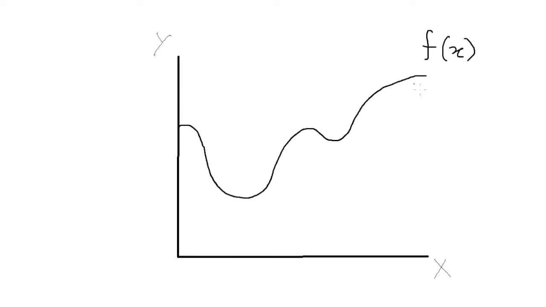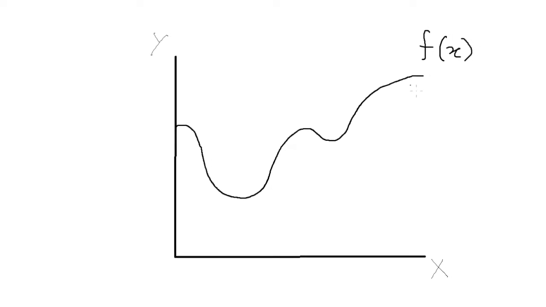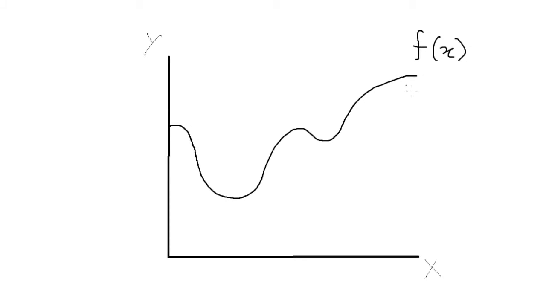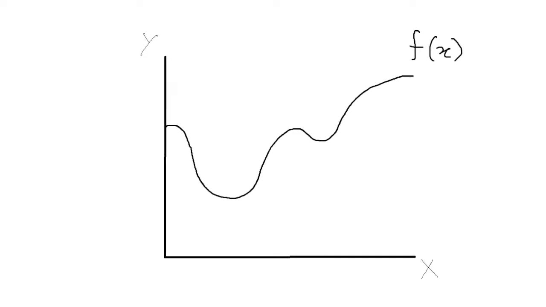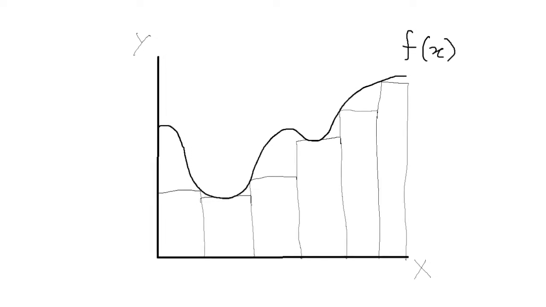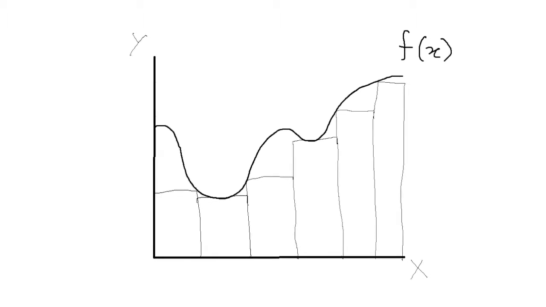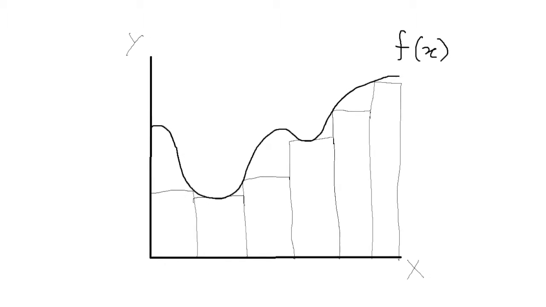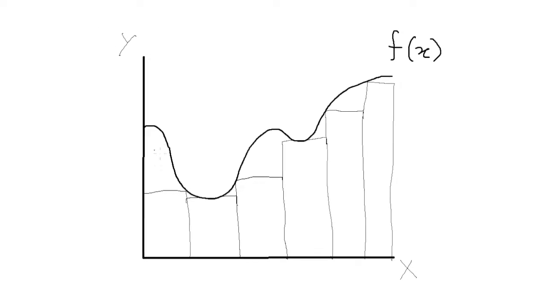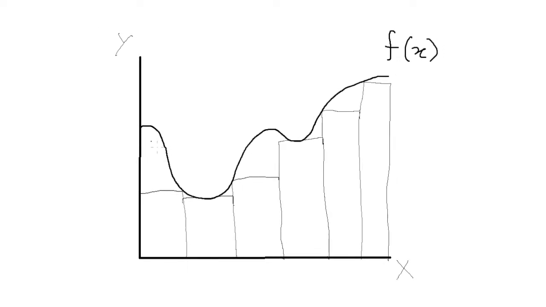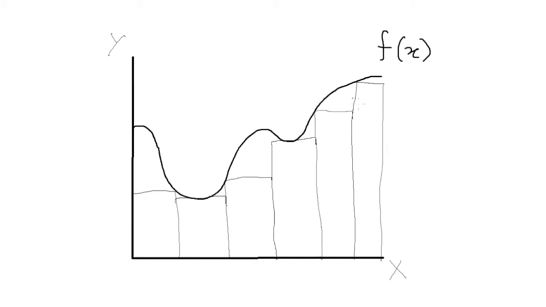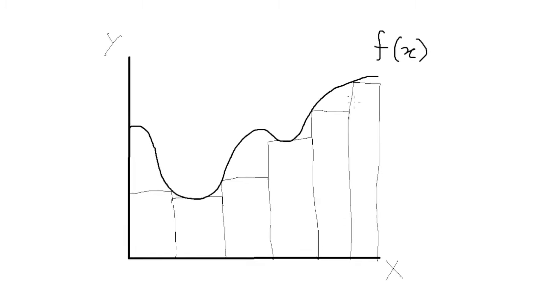One way we can deal with this is to get an approximation of the area through rectangles. We can draw rectangles as such. This will give you a decent approximation of the area under the curve. As you can see, you miss a couple of spots, like this big one and this big one. But regardless, it'll give you an approximate area.